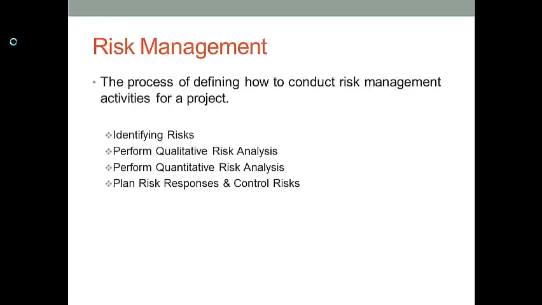A risk management consists of three major steps. First, we need to identify the potential risk factors. Second, we need to use either qualitative or quantitative techniques to analyze the consequences of the risk factors. Lastly, we need to develop some risk responses and a control plan to deal with the risk factors. Let's talk about these three steps one by one.